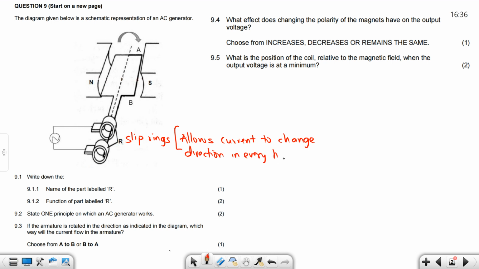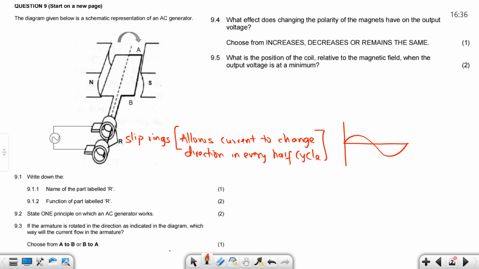every half cycle. Remember, because it's an AC generator, we are expecting something that looks like this. The current changes in every half cycle. Already we've answered the whole of question 9.1. It says, name the part and the function.